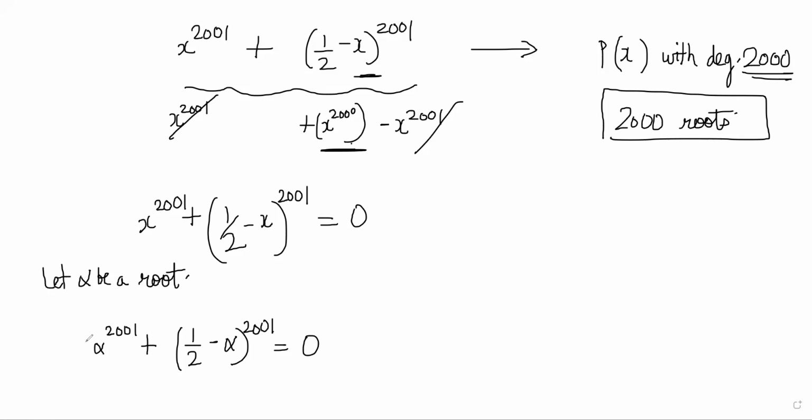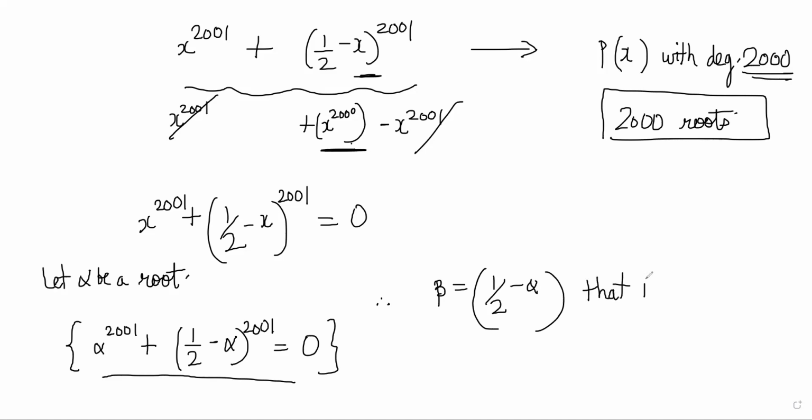Yes, sir. Correct. So if alpha is a root, can you see from here that it satisfies this relation? Therefore, if you put beta is equal to 1/2 minus alpha, that is also a root. Because if you put, instead of alpha, 1/2 minus alpha here, 1/2 minus alpha will become alpha, right?